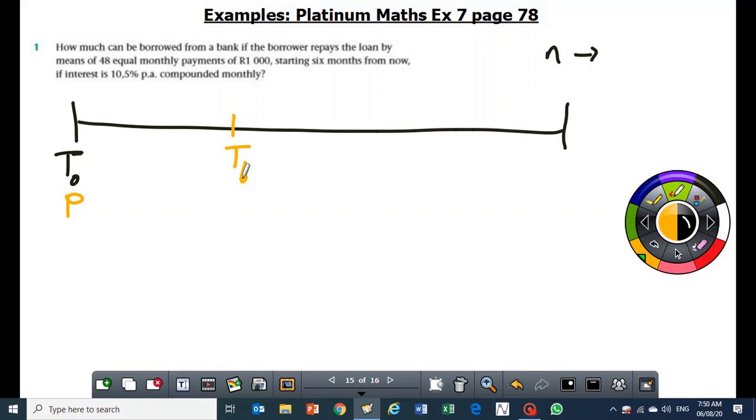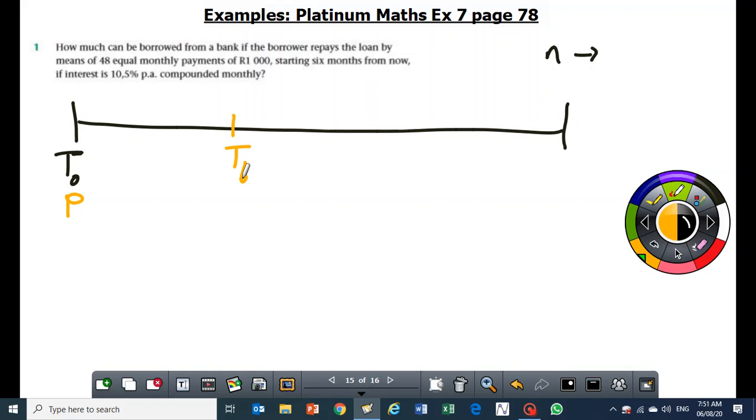The first payment is made at T6, because the person says starting 6 months from now. 6 months from where? From T naught. It's 6 months, because T naught is the day when the person goes to the bank to borrow the money. That's where T naught is. So 6 months from there, we get to T6.